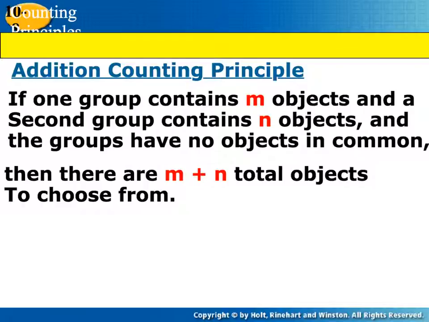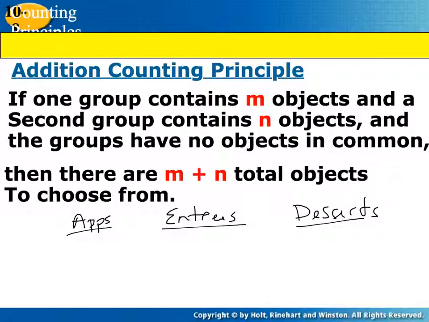All right, addition counting principle. There's this note and one more, and we are done for the day. So pause now, write this down. It says, if one group contains M number of objects and the second group contains N number of objects, and the groups have no objects in common, all you do is add them together. So if you look at a menu, you have appetizers, you have entrees, and you have desserts.